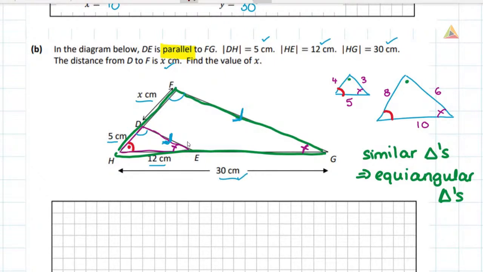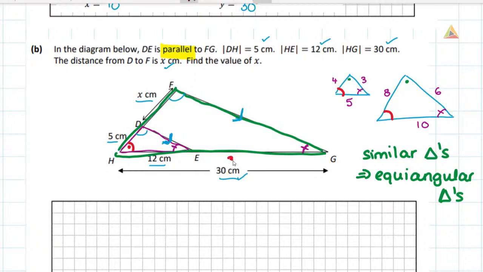So in our small purple triangle here from D to H to E, I can see that the two sides I have are 5 and 12. And in the larger one from F to H to G, I don't know the full length of this side, but I can see that this part is X and this part is 5. So I could write this as 5 plus X. And in the bigger triangle here, I have that this side here is 30 centimeters from H to G. We can absolutely deal with this using a 5 plus x, but there is a shorter way to do this.